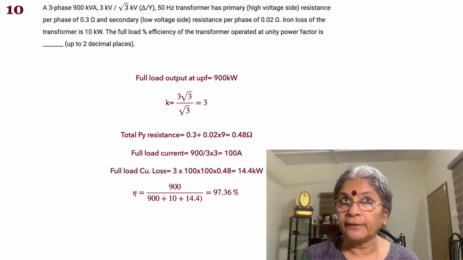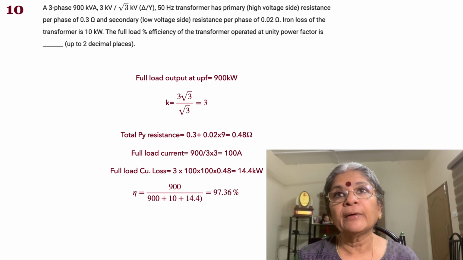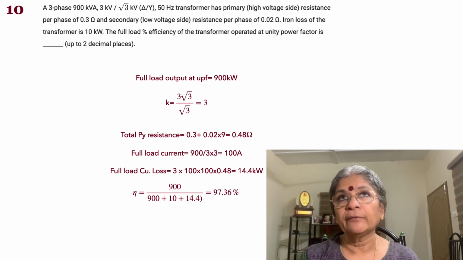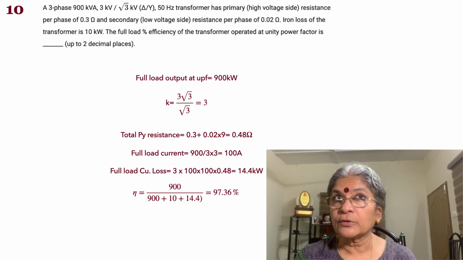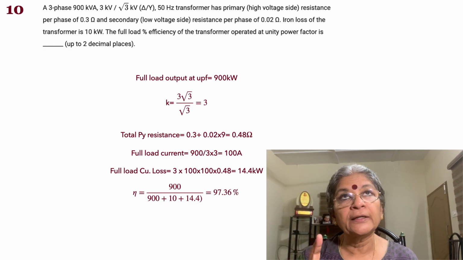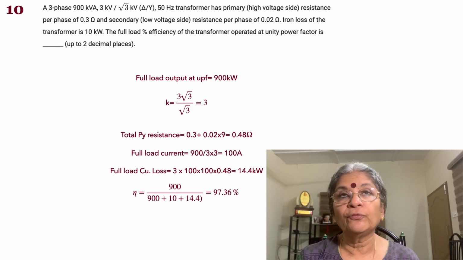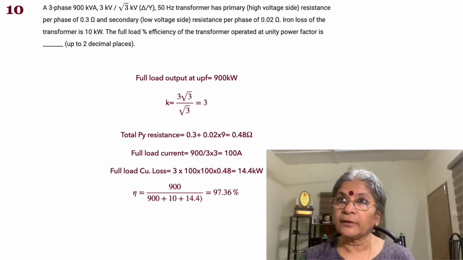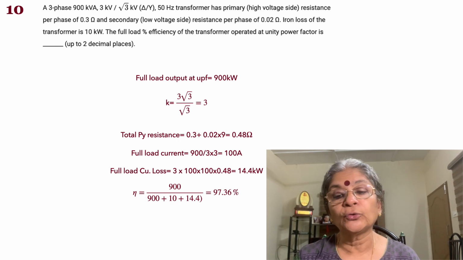I suppose it's clear. 900 by 3 is for per phase, and then divided by 3 kV, and because it is kV you can divide by 3 directly, so you get 100 amps as the full load current. Full load copper loss is equal to 3 times, because we have already taken care of only per phase resistance and per phase current, 3 into 100 squared multiplied by 0.48, which was calculated after reflecting the secondary resistance onto the primary. So totally we have 14.4 kilowatt as the full load copper loss.